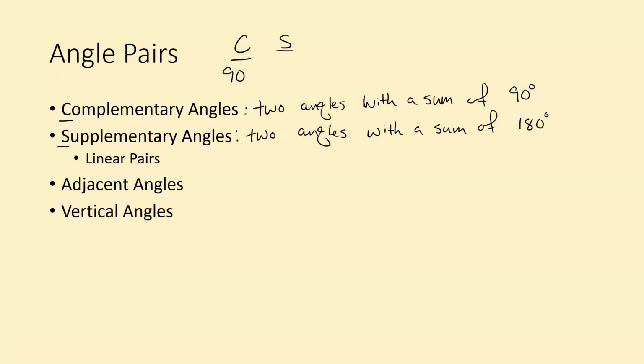And then 90 comes before 180 when you're counting. So that is one way that you can think about that. So C, associate that with 90. S, associate that with 180.